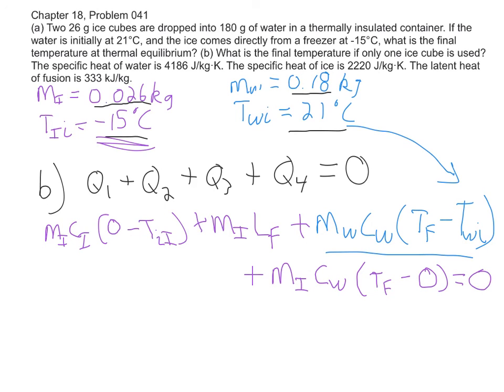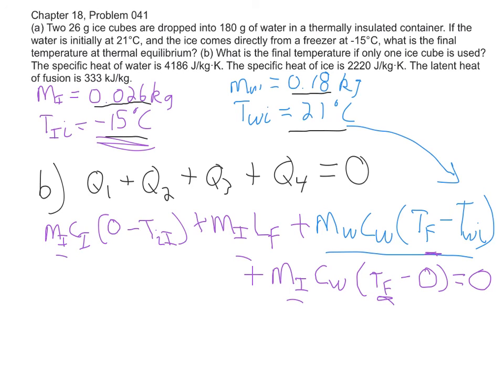So now we have an equation where we know the mass of our ice, we know the specific heat of water and of ice, the latent heat of fusion. Everything in here is known. The only thing we do not know is the final temperature of our solution, our equilibrium temperature. So you should be able to algebraically solve and find the correct answer.